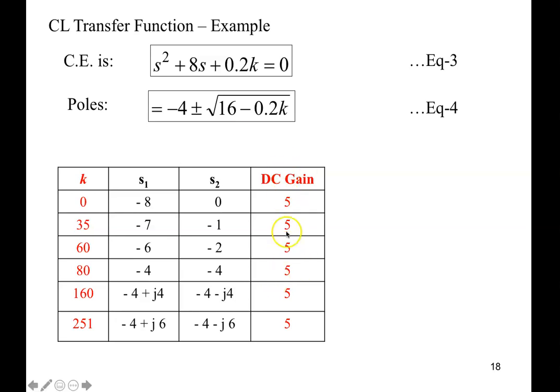Now remember, we said that the closed-loop system actually changes the dc gain, but the dc gain remains constant in the closed-loop case.